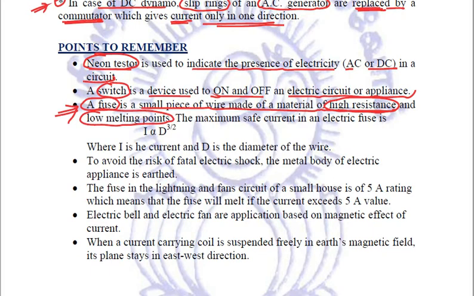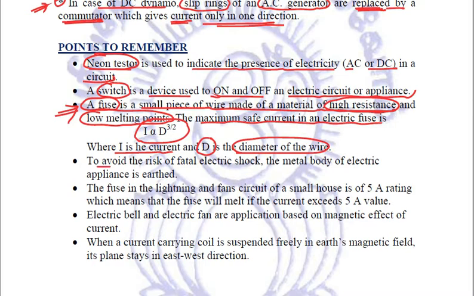Fine. Now, the maximum amount of safe current which can pass through an electric fuse is I directly proportional to D^(3/2). Here I is the amount of current and D is the diameter of the wire. Right? So by this relation we can calculate how much amount of current can be passed through a wire having how much diameter.